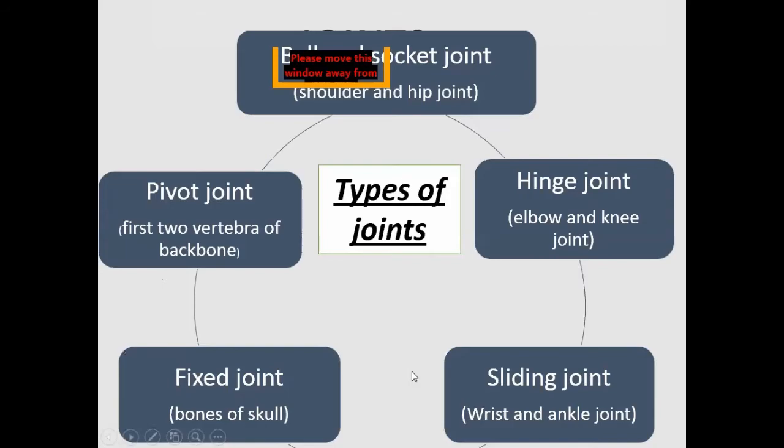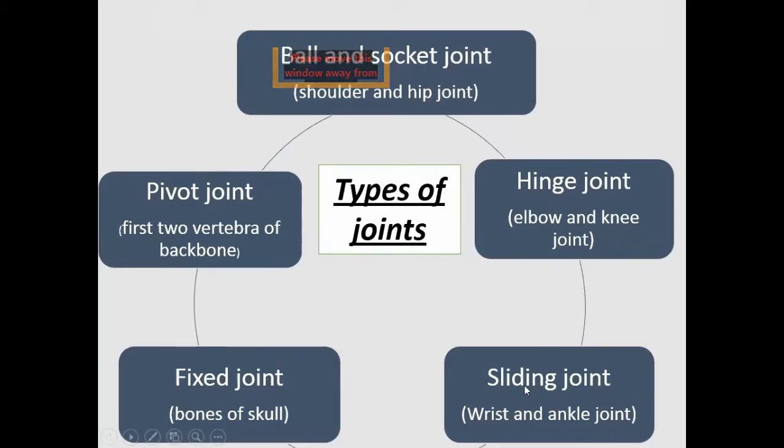Now next we have types of joints. First we have the ball and socket joint. The ball and socket joint is mostly present in the shoulder and hip joint. Next we have the hinge joint. Where is a hinge joint present? In the elbow and knee joint.